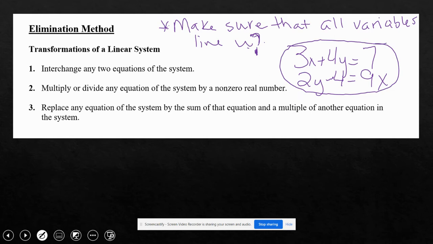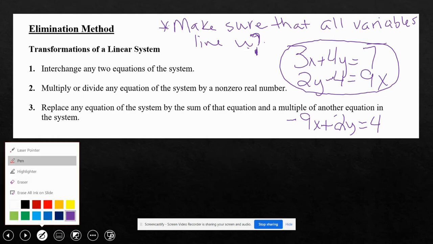And so we would need to pick one of these two equations to switch around. I would probably pick the bottom equation, subtract the 9x over, keep that 2y, and then add the 4 over to the other side of the equal sign to make it look like that. So that's the first reminder.